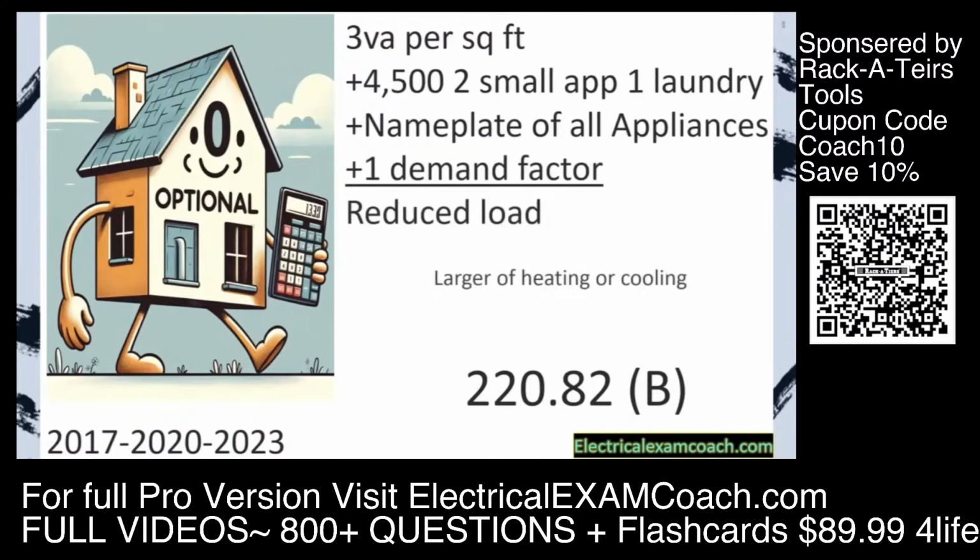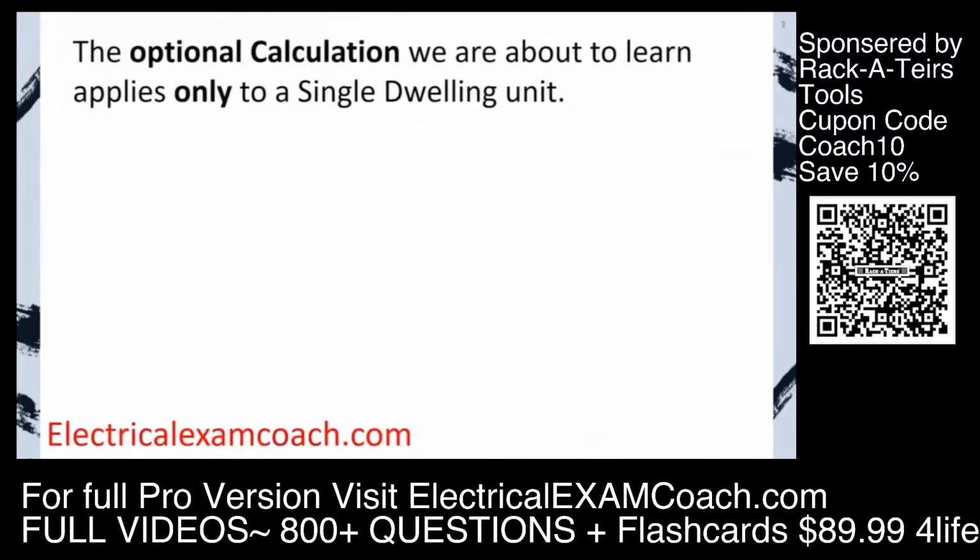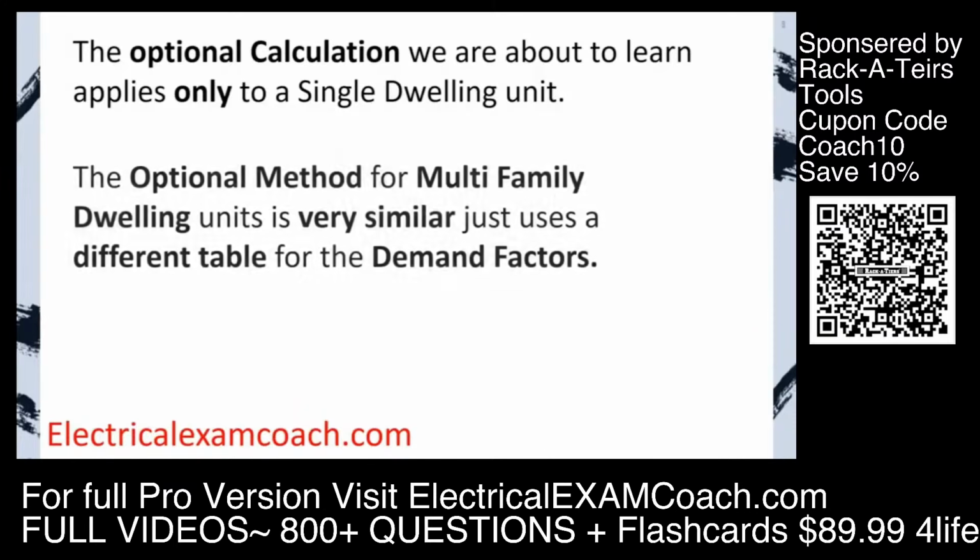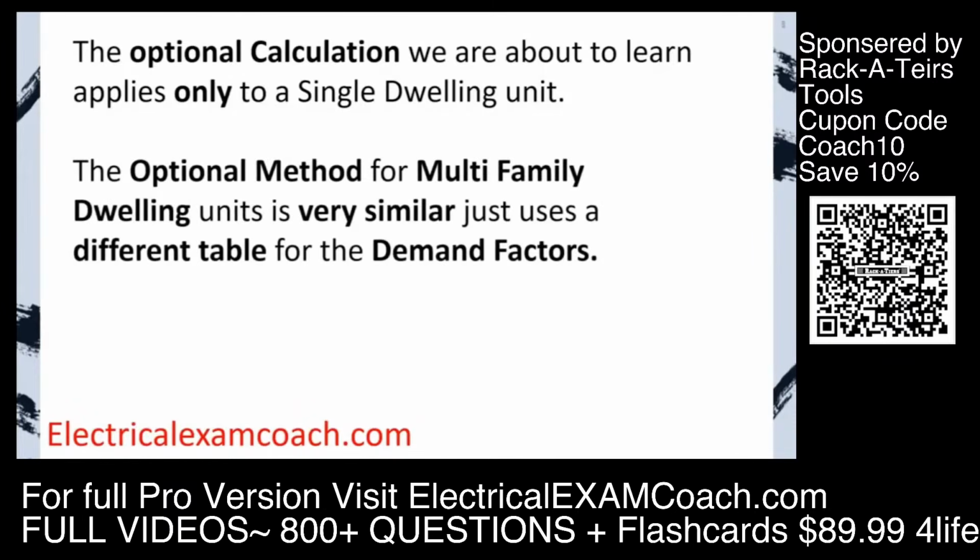Now all we have left to do is total our HVAC. We're going to take the larger of the heating or cooling, add that back to that reduced load from above, and we're going to have our total connected load. It's that simple. We're going to take it 1 piece at a time, and then put all the pieces together. Let's get to it. The optional calculations that we're about to learn apply only to a single-family dwelling unit. The optional method for a multifamily dwelling unit is very similar, it just uses different tables and different demand factors in a little bit different way, and we'll learn all about that a little bit later in the program.